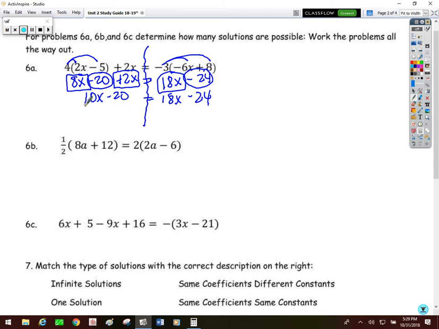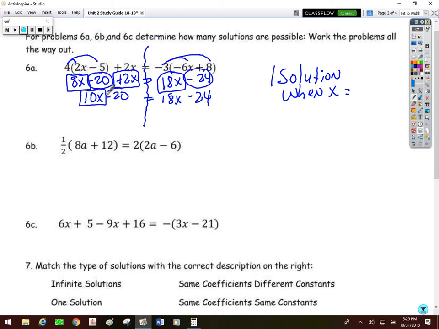Well, right now I'm looking right here. Here's my coefficient. My coefficient in front of this variable is a 10. The coefficient in front of this variable is an 18. So these are 2 different coefficients. So I know before I even do anything else, this is a one solution problem. I just need to know what the solution is. We're going to find this number right here. So to do that, we're going to keep going.